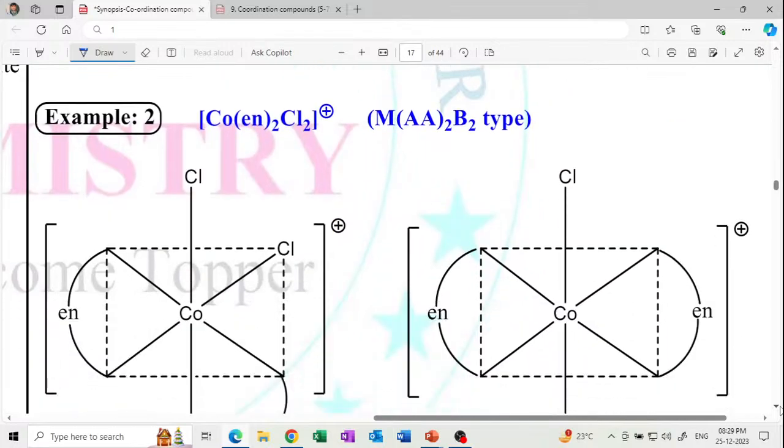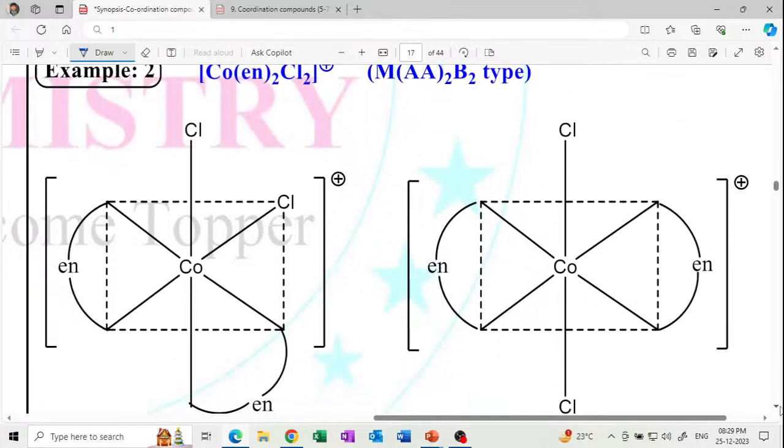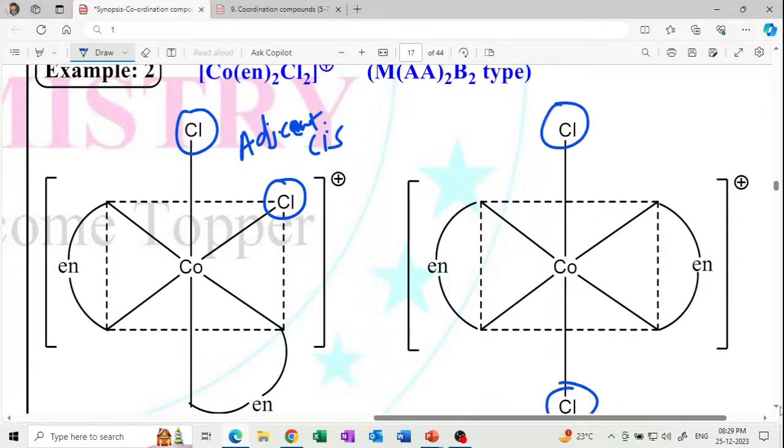Next example is if there is a bidentate ligand, en. So this is the Cl. This is adjacent, so this is the cis isomer. And these Cl and Cl on opposite sides, so it is trans. Draw करू शकता आपण. This is very easy.